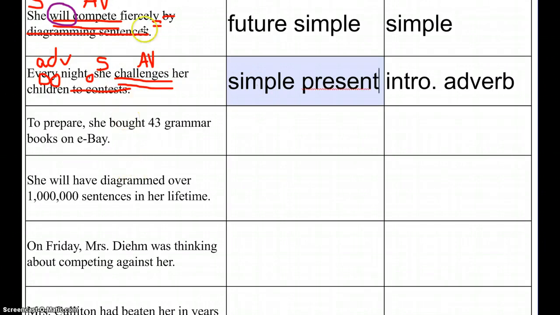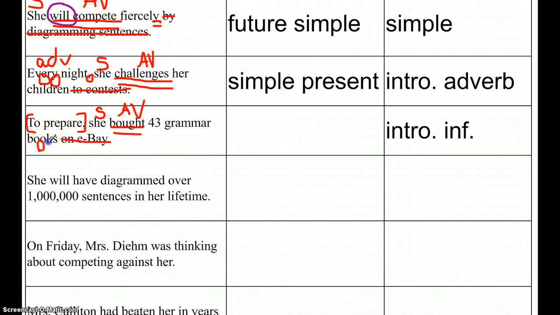To prepare, she bought 43 grammar books on eBay. Well, I know that I've got an infinitive here. To prepare. Prepare is a verb with to in front of it. That's an infinitive. On eBay is a prepositional phrase, and I just figured out that I have an intro infinitive. So now I can go back and find the parts of my sentence. She is a subject. What did she do? She bought. There's my action verb. She bought what? She bought books.